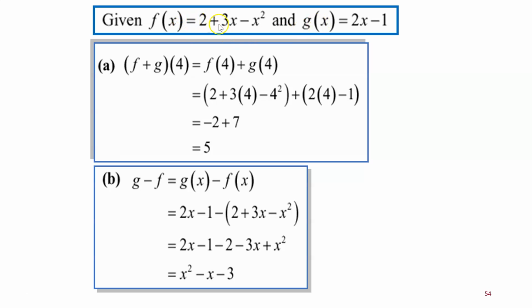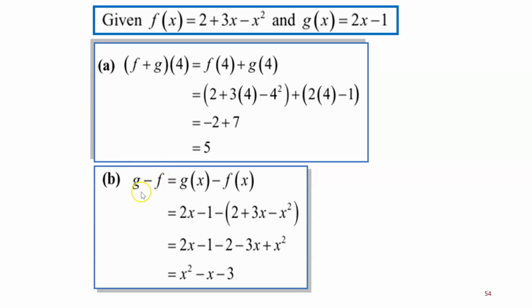So now you have 2 plus 3x. This x you're going to substitute with 4, and this with 4, and as well as this one. You kena ganti masuk the x value with 4. So when you calculate it, you key in the calculator, you get f plus g, where your x equal to 4, you get 5. Okay, that one is when they have 4. So how about when they give you x over here? So if it's just x, then you just plus these two functions.